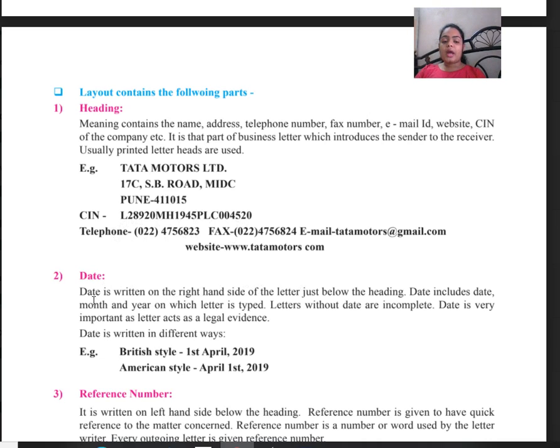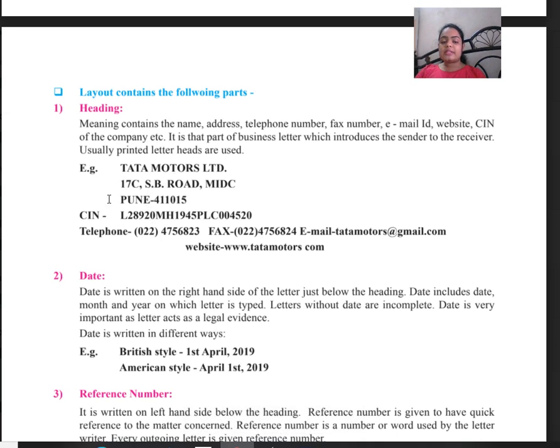Then after that we have the date. The date is written on the right hand side of the letter, just below the heading. The date includes the day, month and year on which the letter is typed. Letters without a date are incomplete. The date is very important as letters act as legal evidence. The date is written in different ways: British style, 1st April 2019, and American style, April 1st 2019. So this is how the date is filled into the letter.